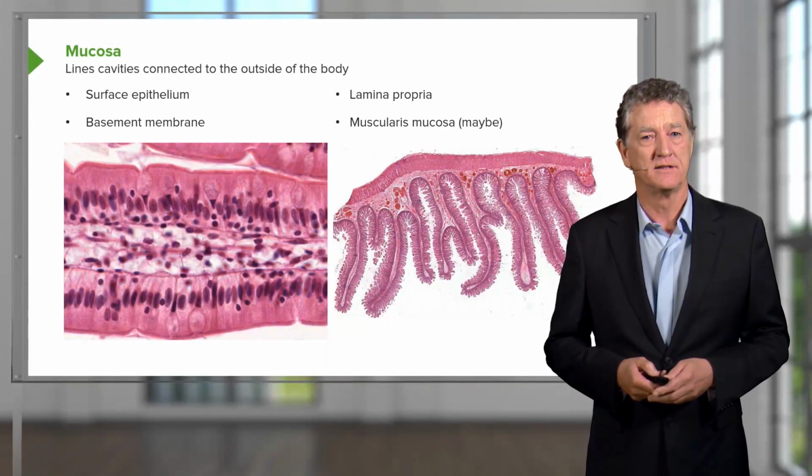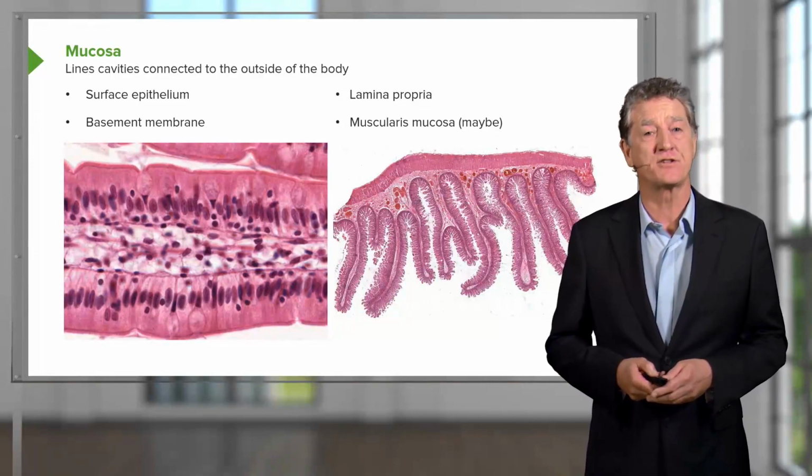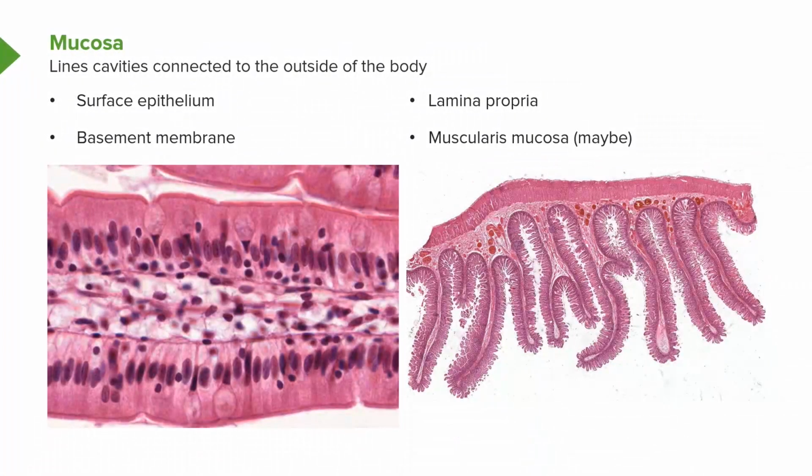Well, you're familiar with this section on the left-hand side. It's a section through the intestinal villus, and it shows the epithelial surface sitting on the lamina propria. Remember, the intestinal villus is a finger-like projection that protrudes into the lumen of the intestine. Well, it's actually an example of a mucosa. A mucosa lines cavities that are connected to the outside of the body, such as the intestine. We'll see mucosas also in the respiratory passages and in the urogenital system.